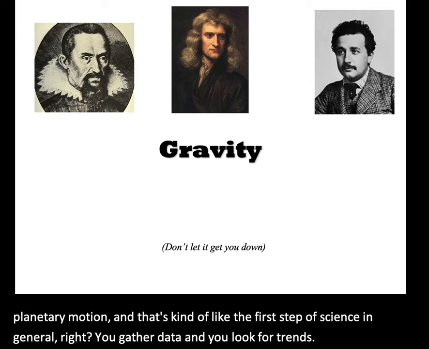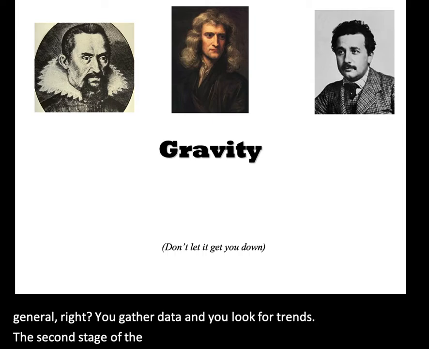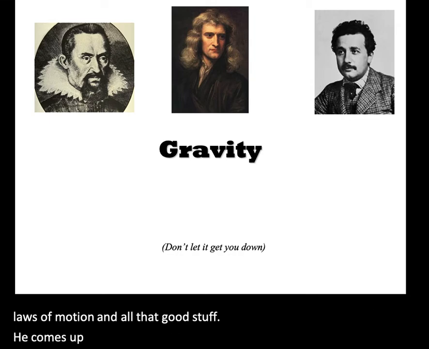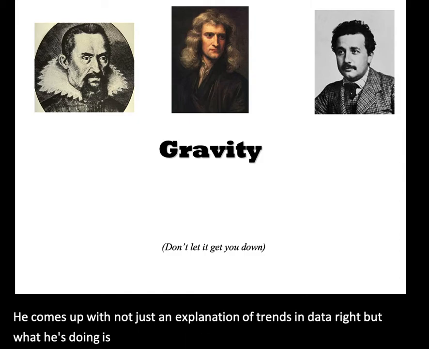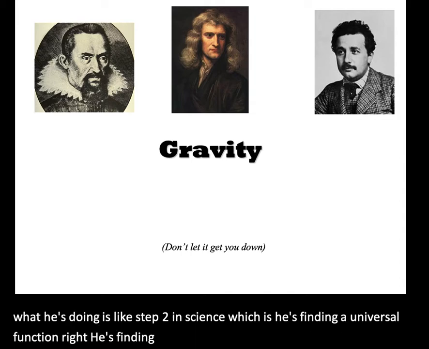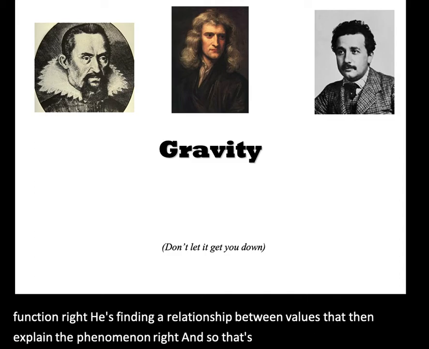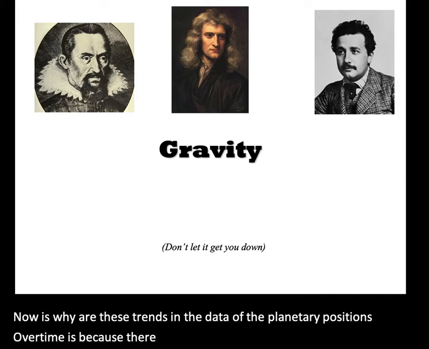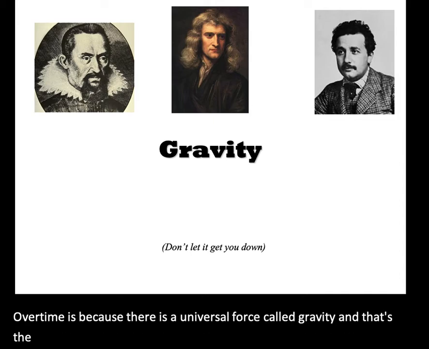Now, the second stage of the story is our middle guy, Isaac Newton, right? Three laws of motion and all that good stuff. He comes up with not just an explanation of the trends in data, right? But what he's doing is step number two in science, which is he's finding a universal function, right? He's finding a relationship between values that then explain the phenomenon, right? And so that's what we think of as gravity now: why are these trends in the data of the planetary positions over time? It is because there is a universal force called gravity, and that's the explanatory mechanism, right?